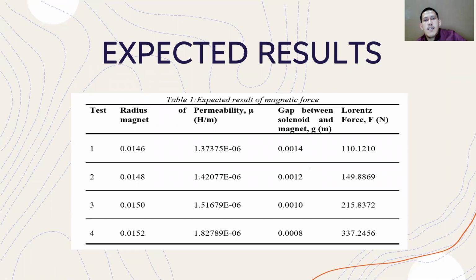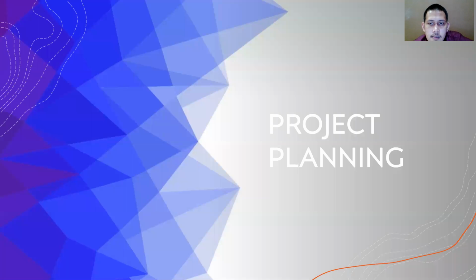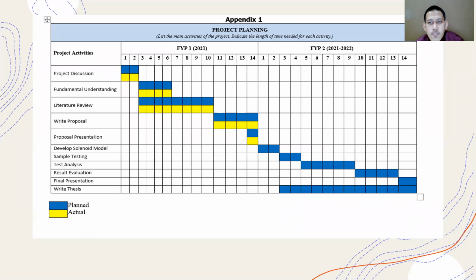My title is the analysis of the magnetic force based on Lenz's law for the development of a hybrid generator. We can conclude that a higher cross-sectional area will produce more magnetic force. And that's all for my proposal presentation for my final year project 1.